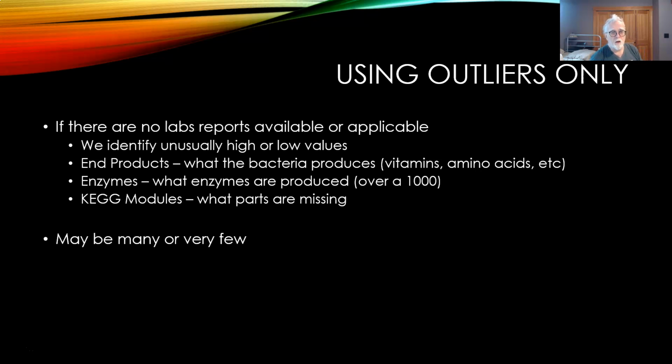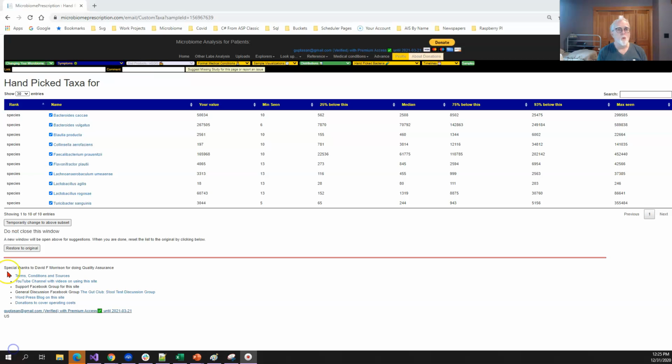There may be many or very few coming out. I've seen some where it literally goes on for pages of items, other cases where there's nothing. The person would appear to be absolutely healthy, may not be, but there's nothing which we can spot or identify in terms of the microbiome. So let's flip over to the sample page again.